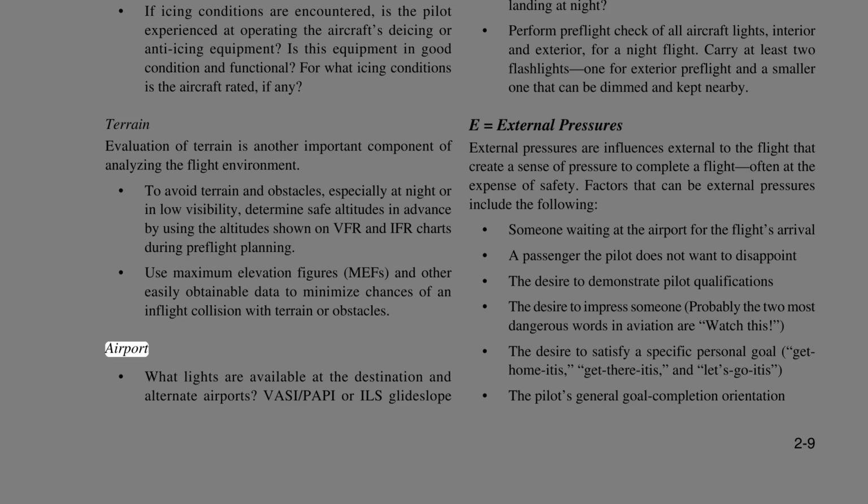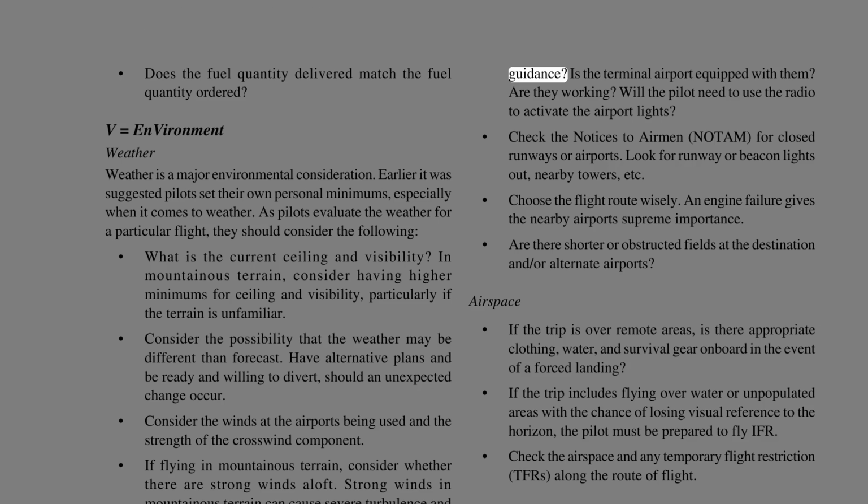Airport. What lights are available at the destination and alternate airport? VASI or ILS glide slope guidance. Is the terminal airport equipped with them? Are they working? Will the pilot need to use the radio to activate the airport lights? Check the Notices to Airmen (NOTAM) for closed runways or airports. Look for runway or beacon lights out, nearby towers, etc.